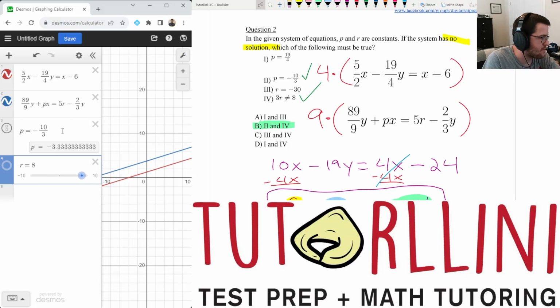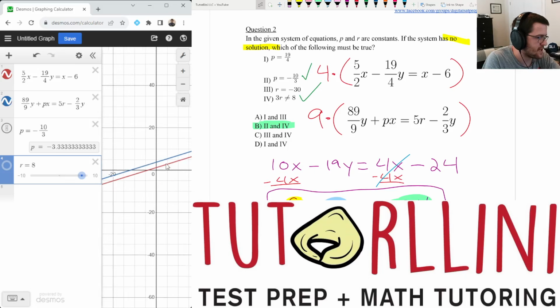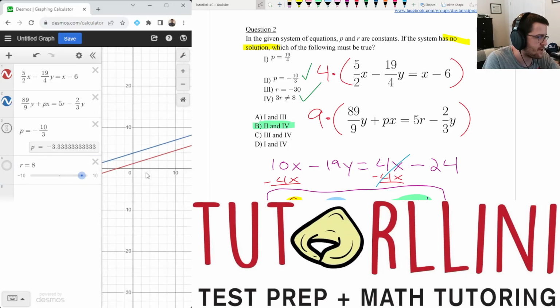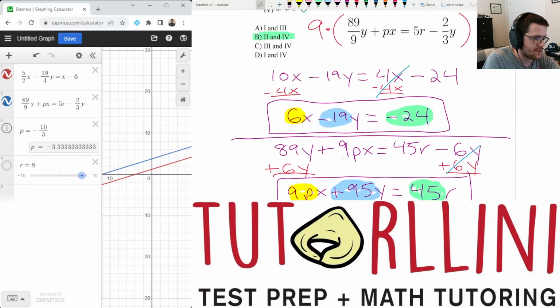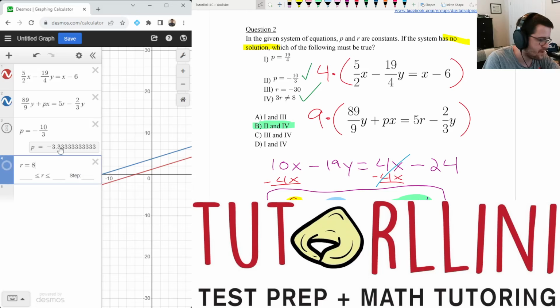Okay, so p is equal. Okay, so this looks good. This looks like it has no solution. I just picked 8 as an arbitrary number. I believe we got 8/3 is what r cannot be equal to. So let's type in 8/3. See how when we make r 8/3, it gives us infinitely many solutions, which is not what we want.